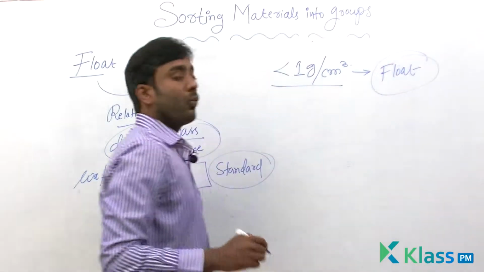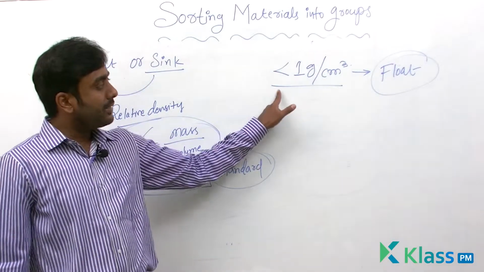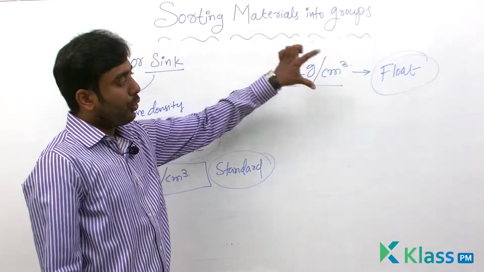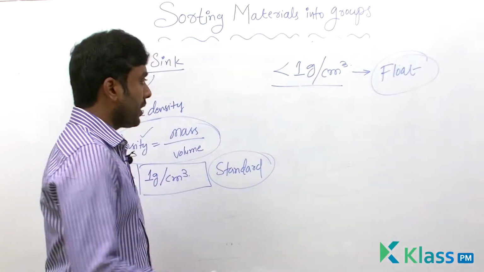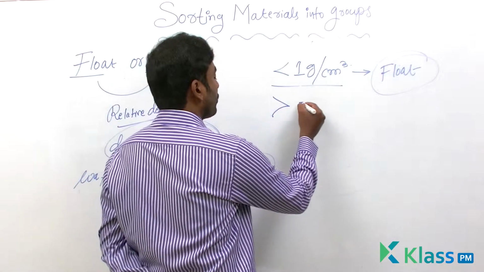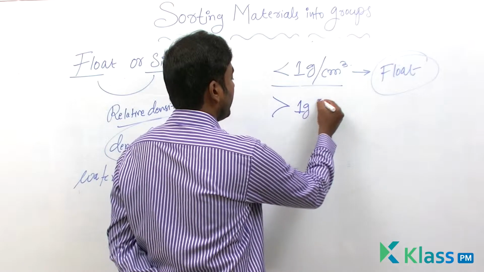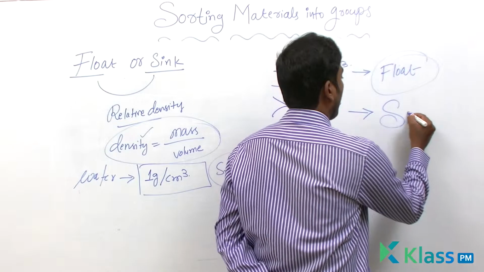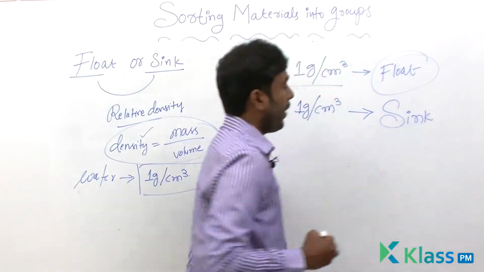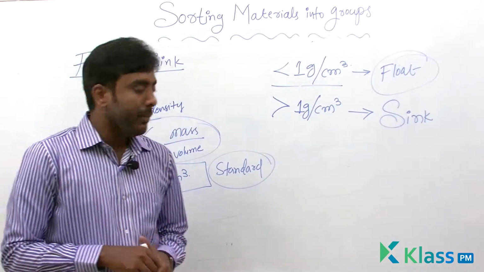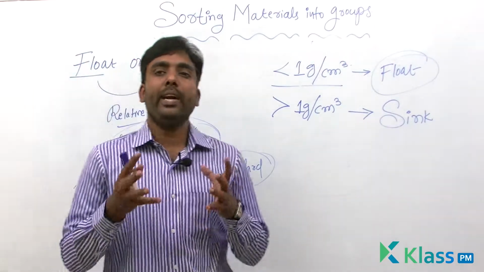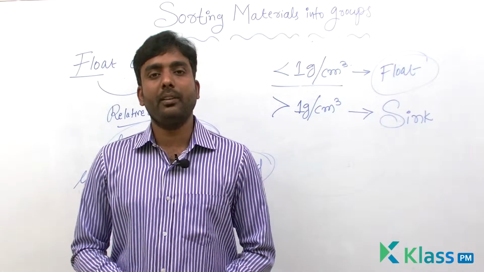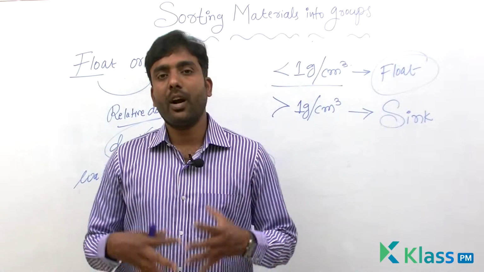The materials whose relative density is less than water density, that is 1 gram per centimeter cube, those materials will float on the water. Now all the materials whose density is greater than water density, that is 1 gram per centimeter cube, will sink into the water. Okay, this is a way we can, based on the relative density, classify the materials into floating materials and sinking materials by comparing with the density of water.